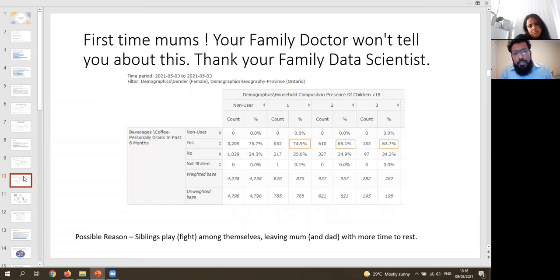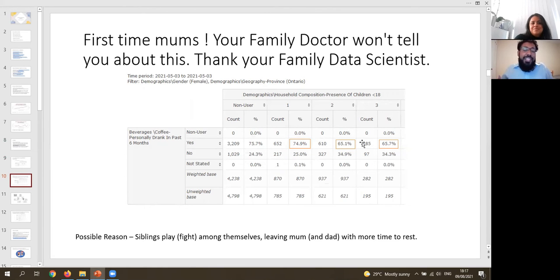First time mom. Again, I have female who are drinking coffee, but on my right hand side split, I have got household with the presence of children less than 18 years old. Now we can see some interesting pattern has started emerging in our data. When you have one kid at home, mom drink more coffee, but when mom have 2 or 3 kids at home, they drink less coffee.